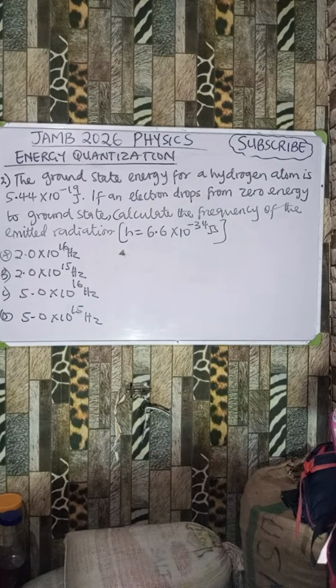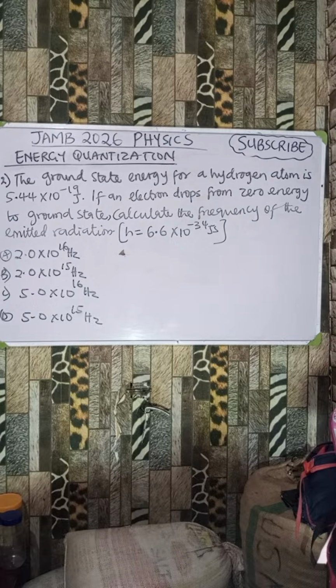Okay, so class, look at this question. The ground state energy for a hydrogen atom is 5.44 raised to the power of minus 19 joules. If an electron drops from 0 energy to the ground state, calculate the frequency of the emitted radiation. Okay, so we are given H, which is the Planck constant, as 6.6 times 10 raised to the power of minus 34 joules second. Now, what are we looking for? The frequency. This one too is quite simple.